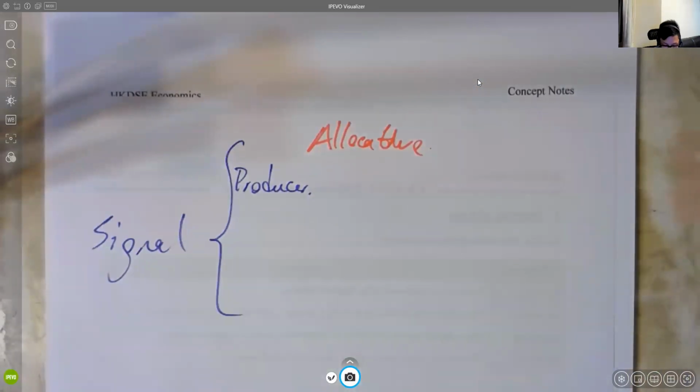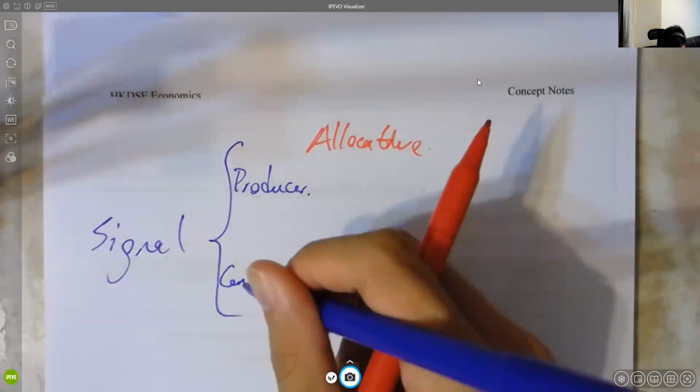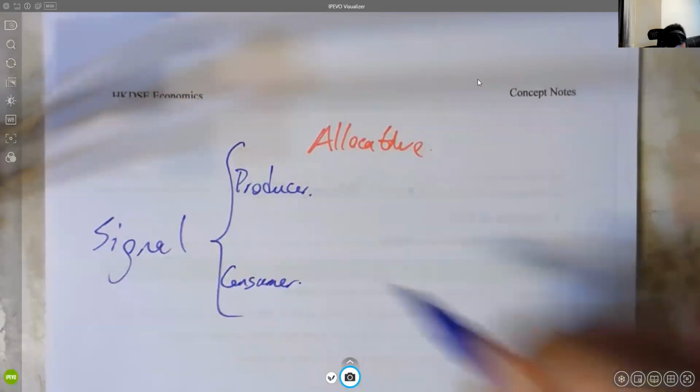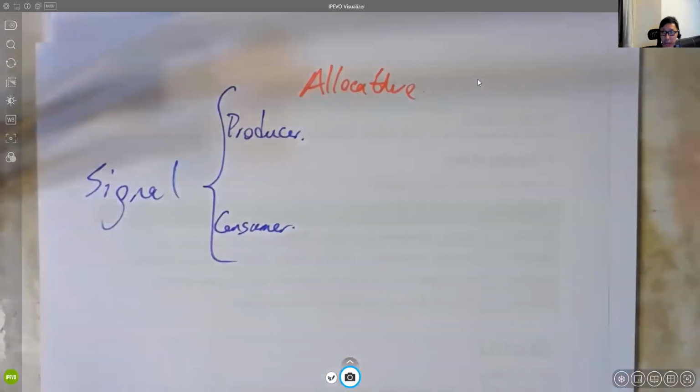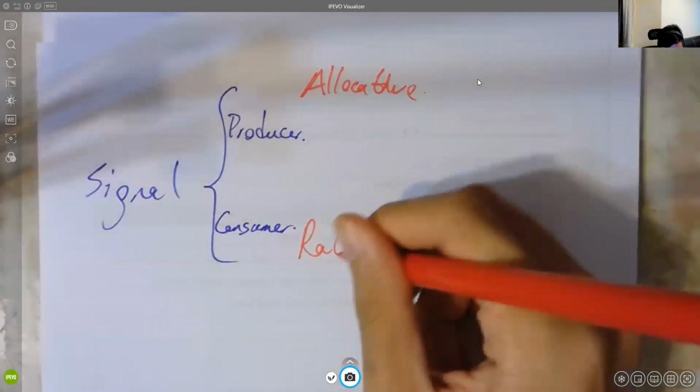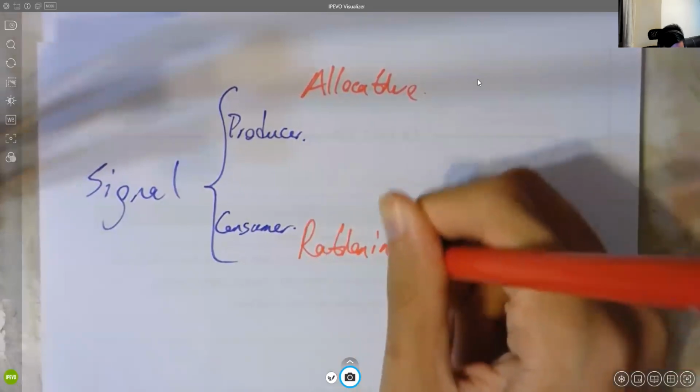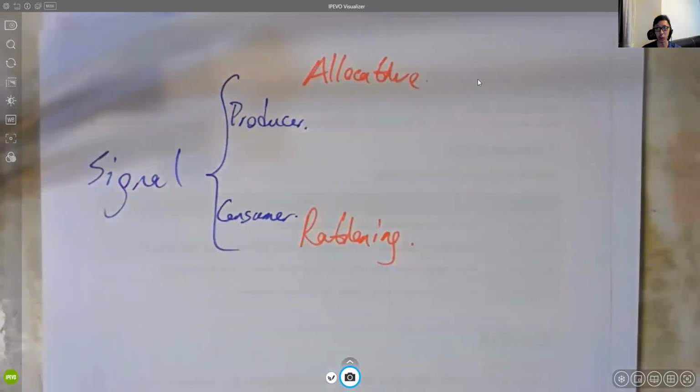Okay. On the other hand, the consumer: what signals does it give? It signals who can buy it and who cannot. 你夠錢嘅咪買到咯，你唔夠錢嘅咪買唔到咯。In this sense, price would determine who would be able to get the goods and who would be rationed. We call it the rationing function.